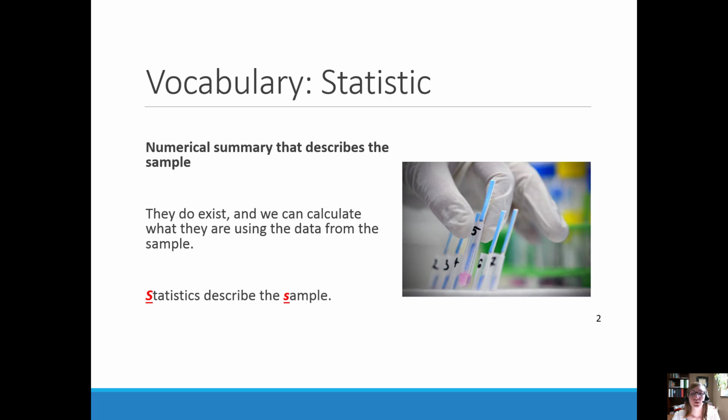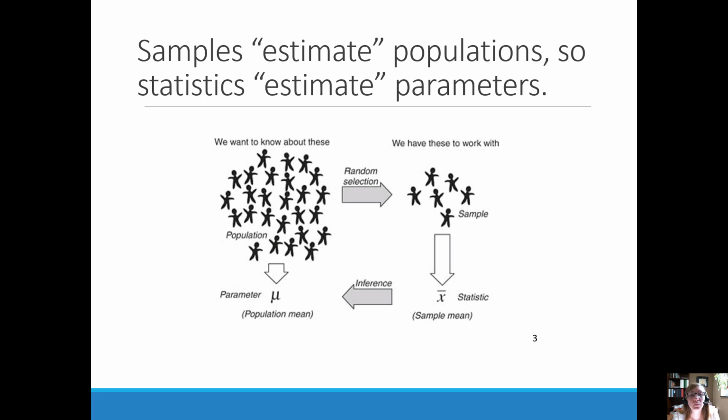A statistic is a numerical summary that describes the sample. Statistics exist, and we can calculate their numerical values by using the data that we collect from the sample. Remember that statistics describe the sample. Both words start with the letter S. Because samples estimate populations, statistics estimate parameters.